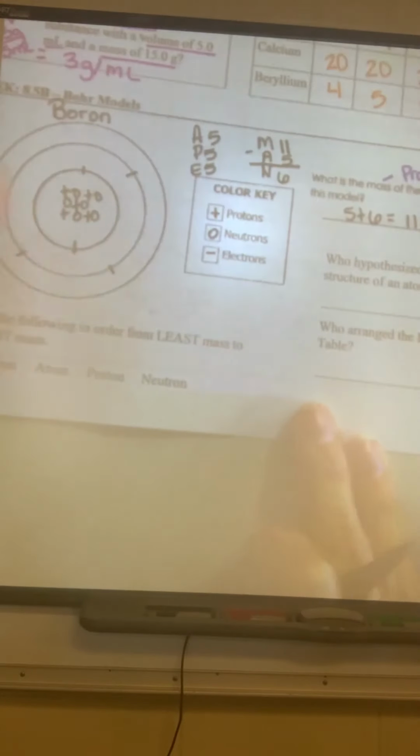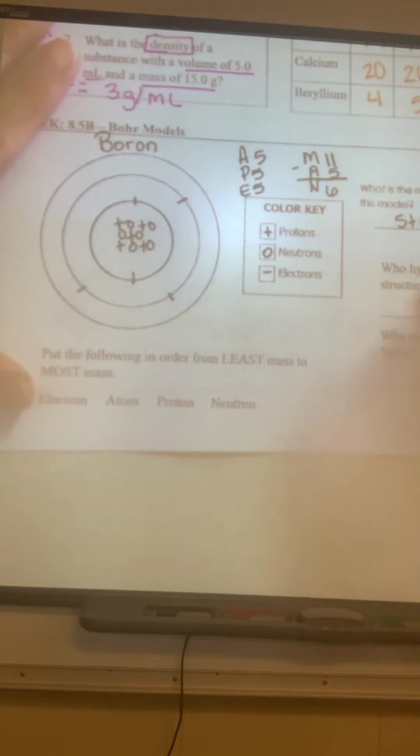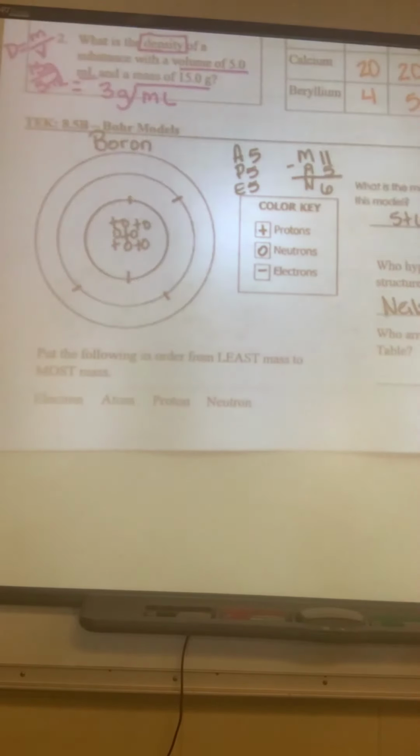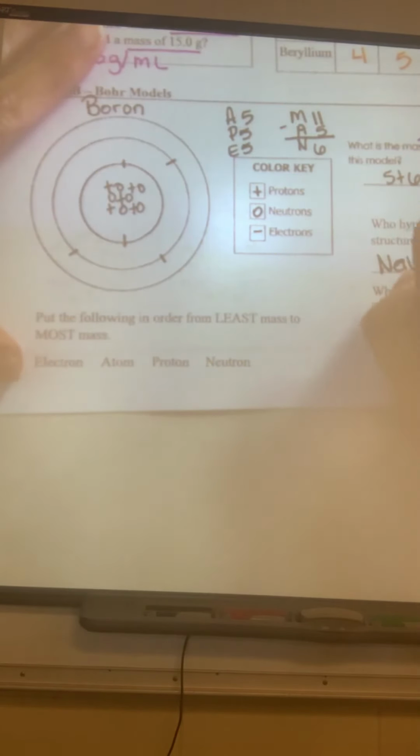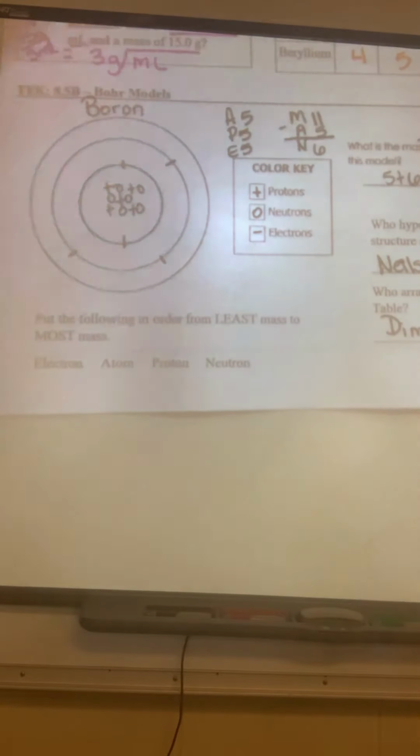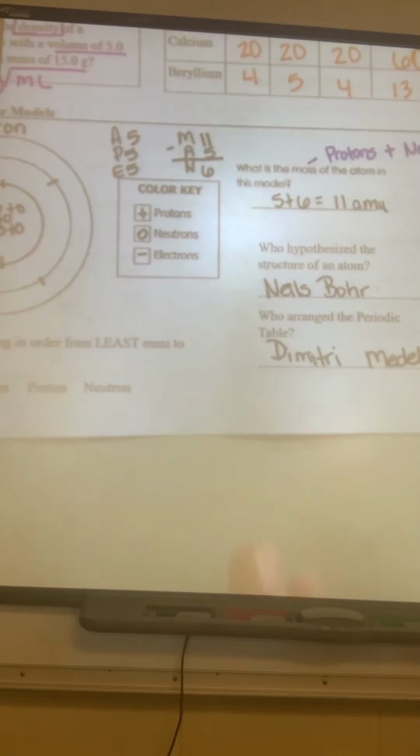Who hypothesized the structure? Who came up with this? Niels Bohr. And who came up with the arrangement of the periodic table? Dmitri Mendeleev. I can never pronounce him right. I can spell his name, I just can't pronounce it.